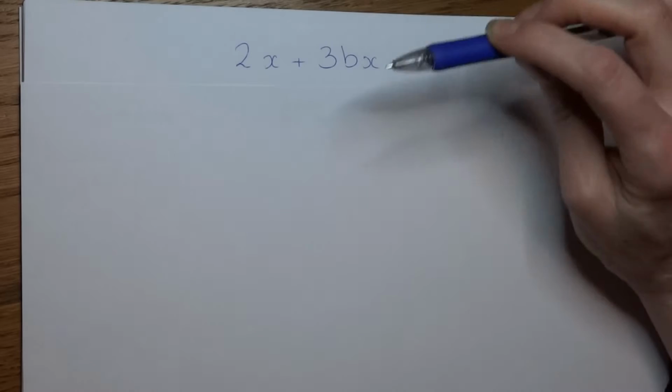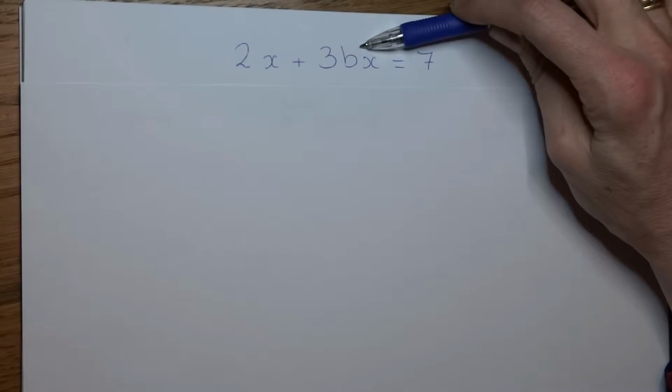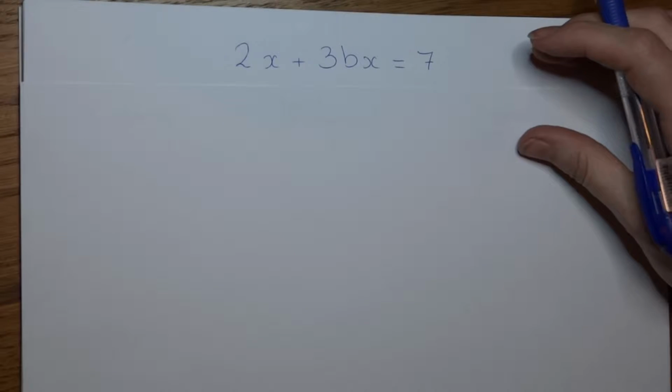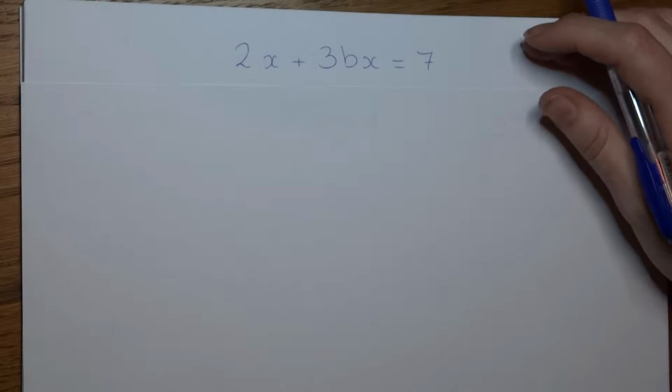So there are actually two expressions here that are dependent on each other. If we change the value of x, then the value of b will change. If we change the value of b, then x will change. There are three sort of different things we could do with this equation.